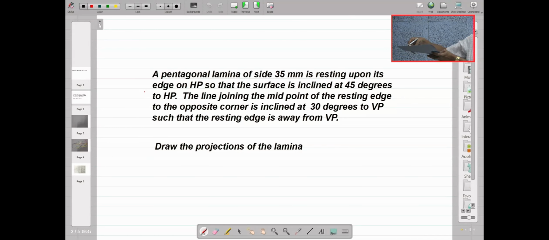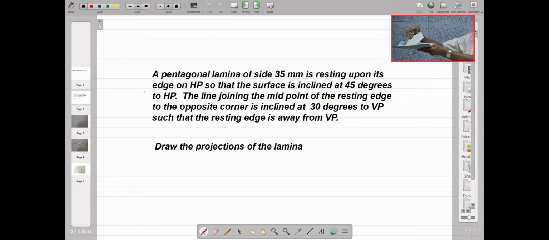So if you consider this as vertical plane, this is how the lamina is. This is my HP, this is my VP. The lamina is tilted so that it makes an angle of 45 degrees with HP. That is, the surface is inclined to HP at an angle of 45 degrees. Then this is my stage 2. Then I will be tilting the lamina so that this line FD is inclined to VP at an angle of 30 degrees. So this is my problem statement.